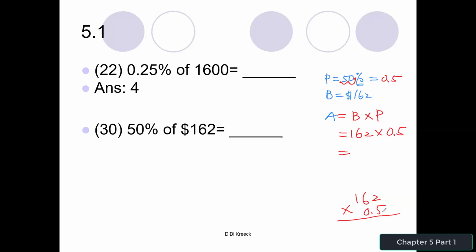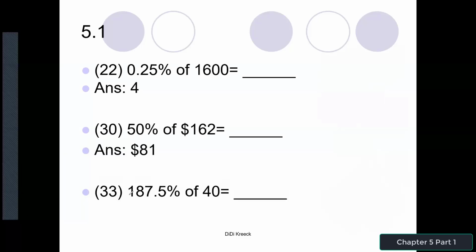Okay, so 162 times 0.5. 5 times 2 is 10. Write 0, carry 1. 5 times 6 is 30, add 1 is 31. Write 1, carry 3. 5 times 1 is 5, add 3 will be 8. Okay, and here I have 0 decimal places in the first factor. I have 1 decimal place in the second factor. So I should place my decimal point at the first 1 decimal place. So the answer here will be 81. Then problem number 33.